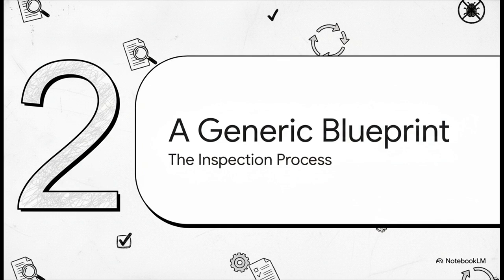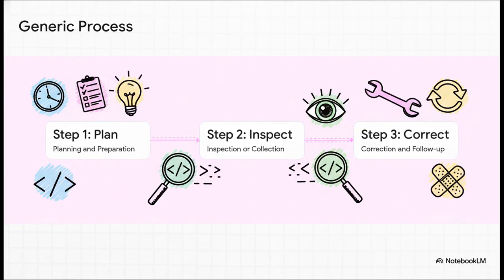Okay, so this sounds great in theory, but how does it actually work in practice? Well, there are a bunch of different ways to do it, from super informal peer checks to really formal processes. But you know what? They all kind of follow the same basic blueprint. Let's take a look. It really boils down to these three core stages.